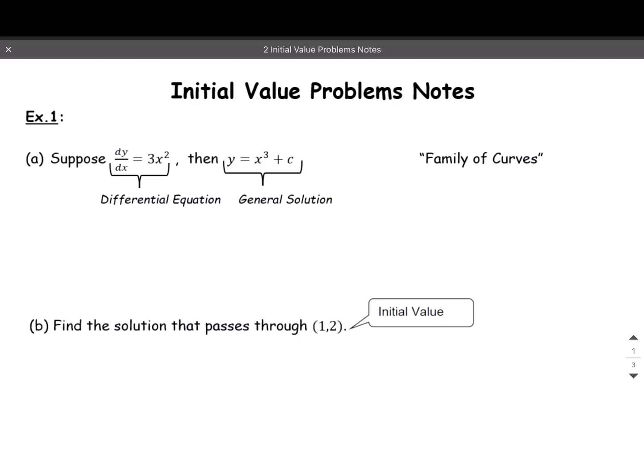Hello, my darlings. So today we're going to talk about initial value problems. We've already been looking at antiderivatives, and we're just going to expand a little bit more on that today.